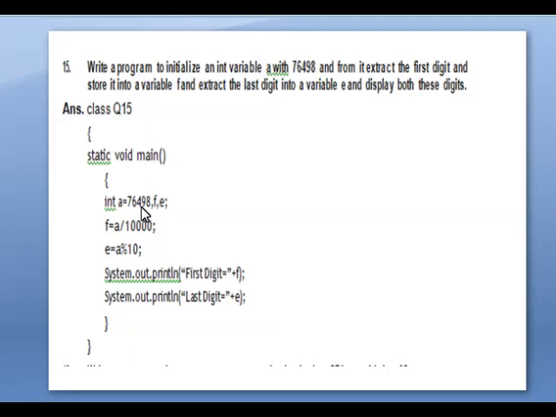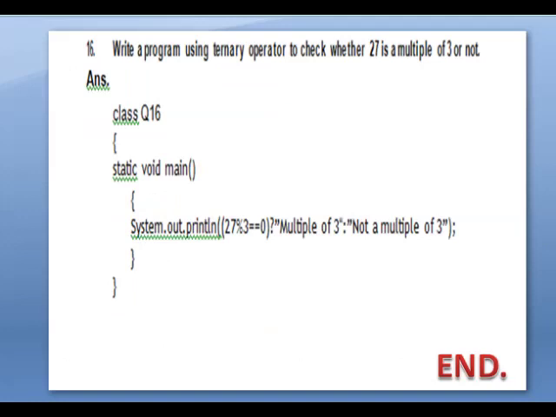तो एफ फर्स्ट डिजिट को एक्सट्रैक्ट करने के लिए एफ इज इक्वल टू ए अपॉन 10,000. द लास्ट डिजिट को एक्सट्रैक्ट करना है e इक्वल टू a modulus 10. so we will get the remainder and we have to print the first digit equal to plus f and the last digit equal to plus e. ठीक है. then close the brackets. So students, this is the last program.